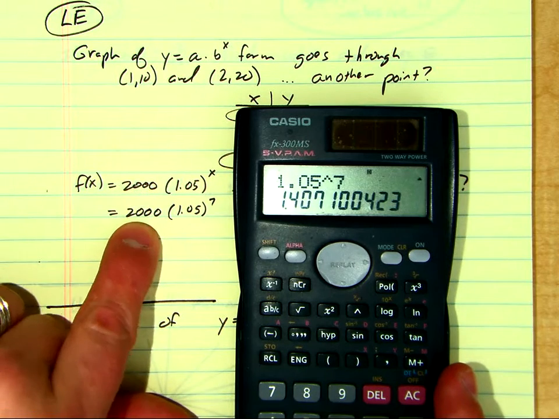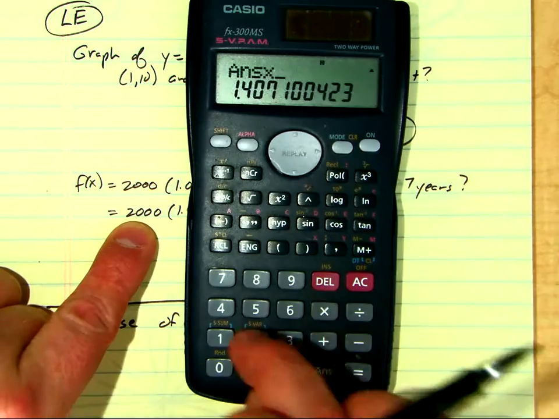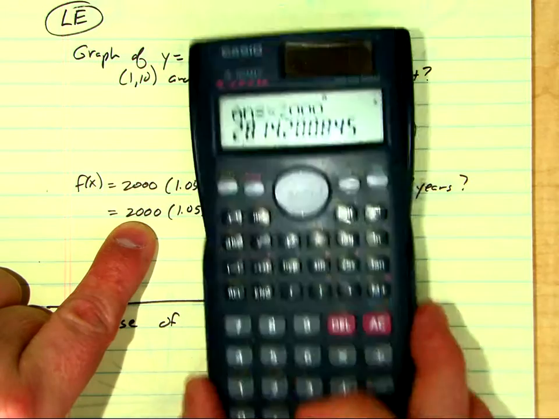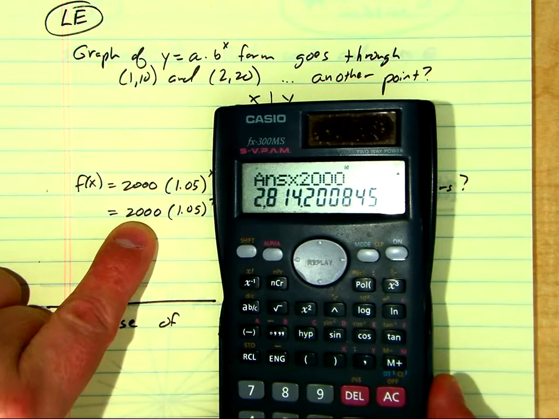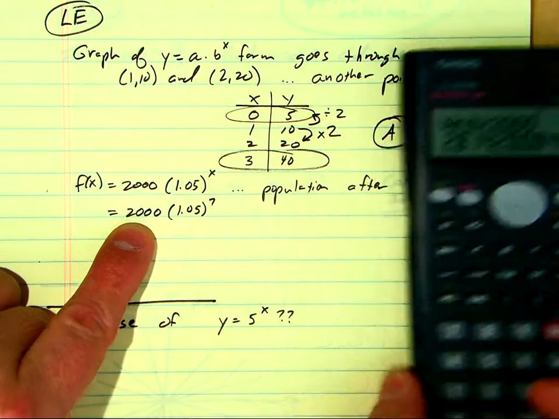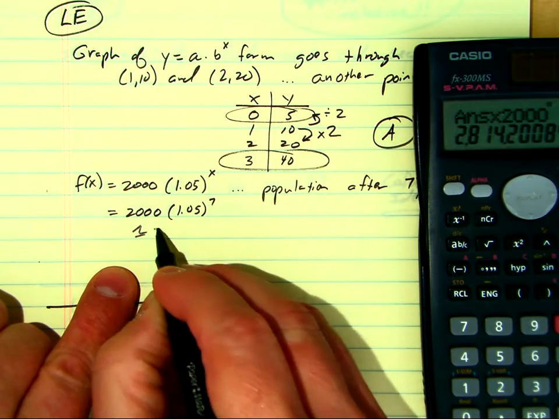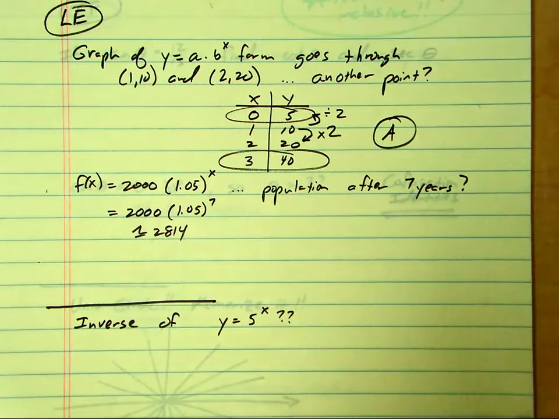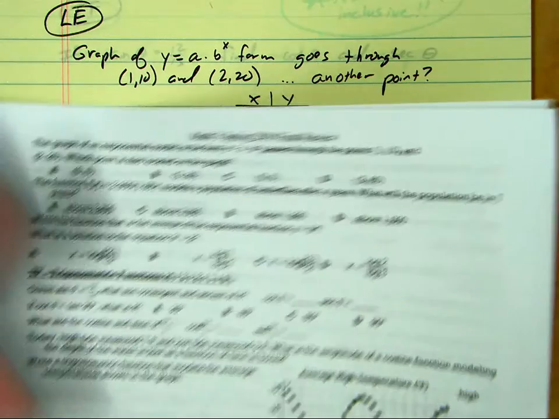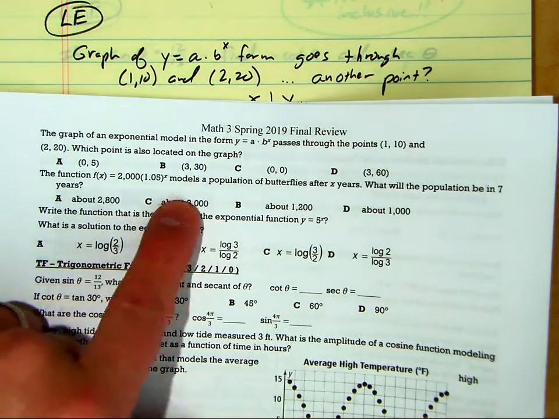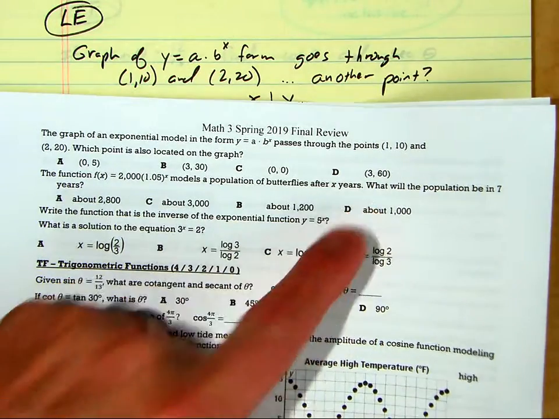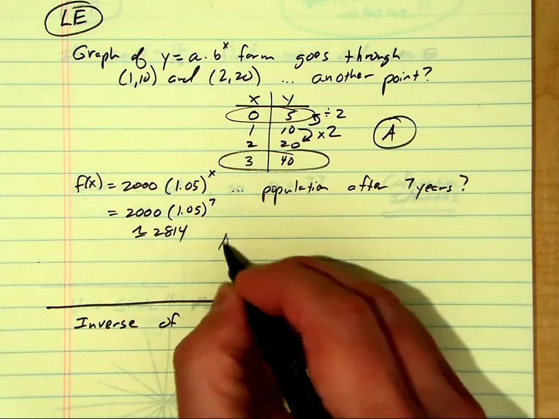Now we're going to just hit multiply times 2,000. And it should be around 2,814 butterflies. Okay, so approximately 2,814. And look at the answers. Isn't it about 2,800? Do any of these others make sense? Nope, they don't. So again, this one would be A.